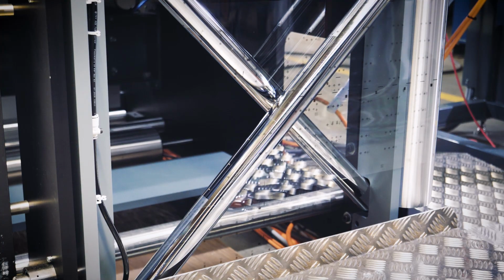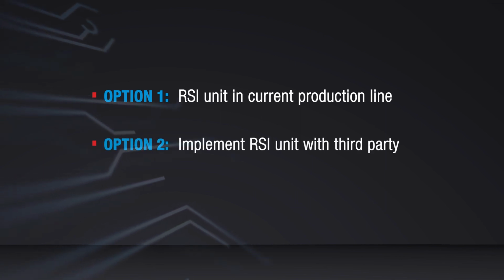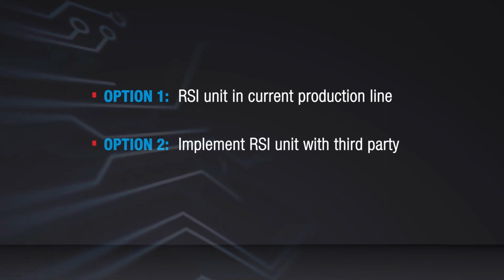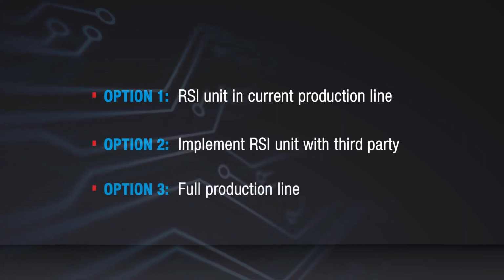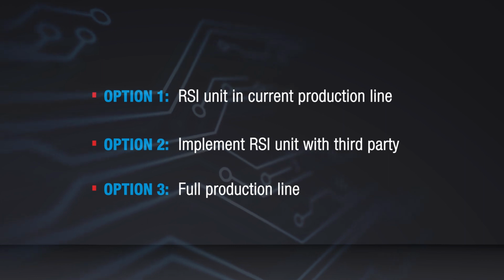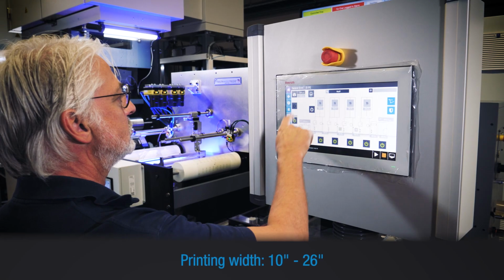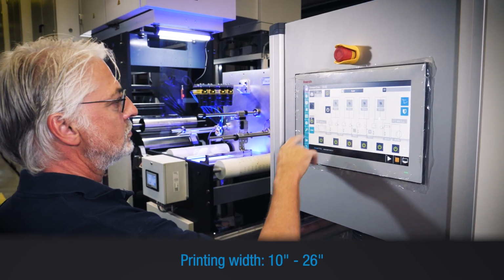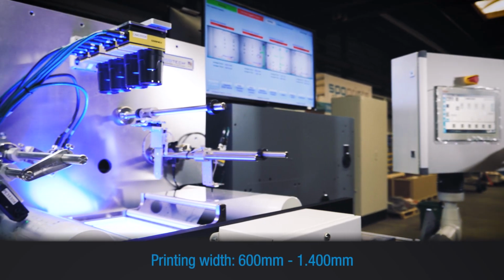There are three options to use rotary printing. Option 1, a single RSI unit, which can be easily integrated into your current production line. Option 2, you can select a third party where we implement this unit together. Option 3, a full production line, custom made by SPGPrints. The RSI unit is available in printing widths starting at 10 inches up to 26 inches, and from 600mm up to 1400mm.